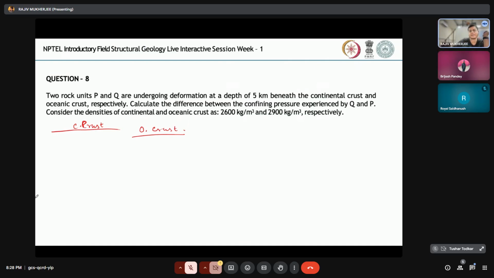Exactly the opposite. So continental crusts are much thicker and oceanic crusts are much thinner. The average thickness of a continental crust is nearly about 35 kilometers, right? Whereas the average thickness of an oceanic crust is only about 5 kilometers. Why so? Because the composition of the continental crust is mostly felsic. So it is made up of quartz and feldspar.